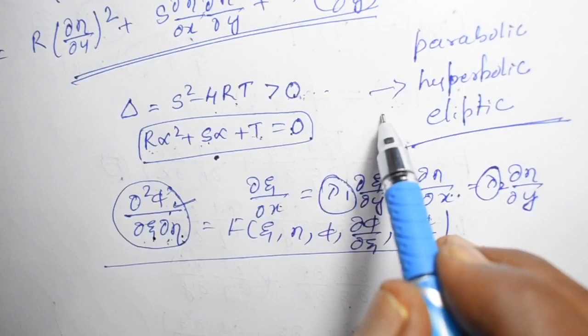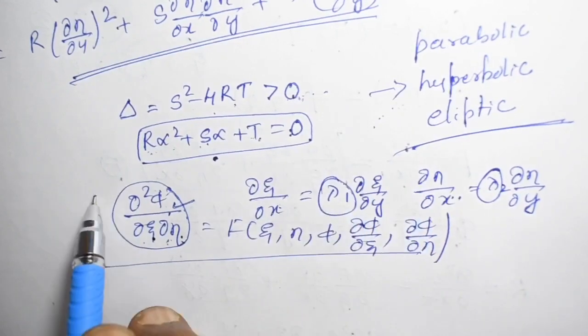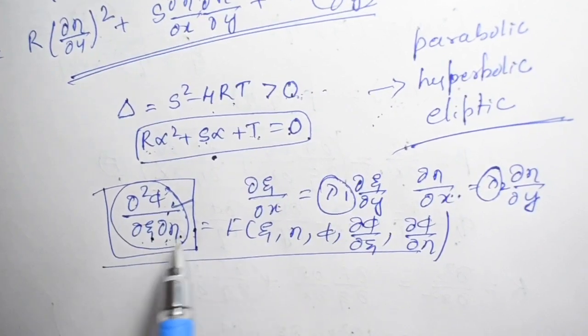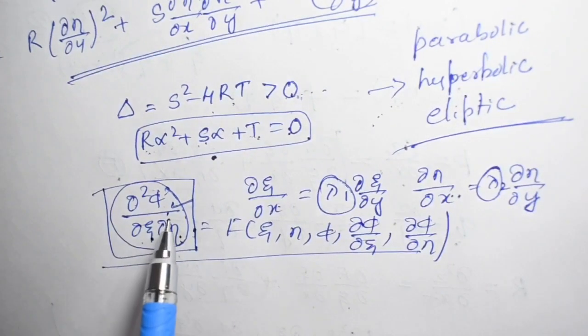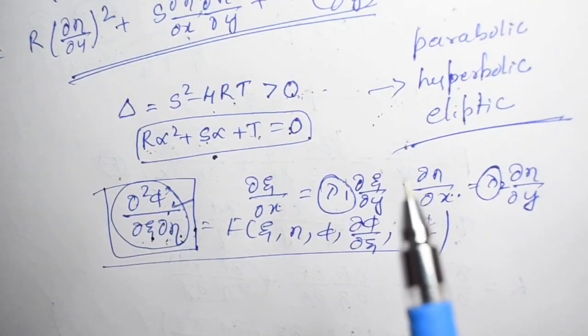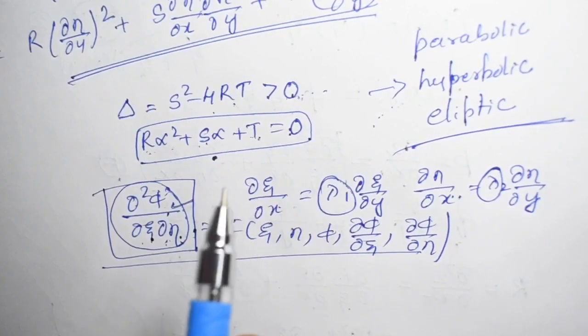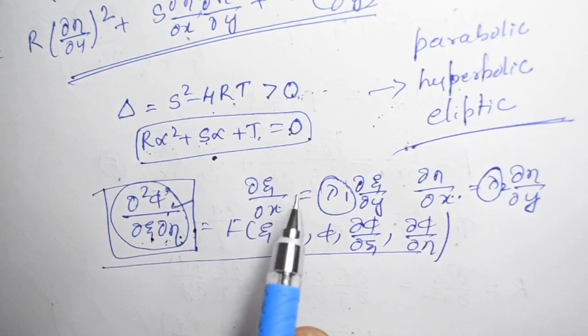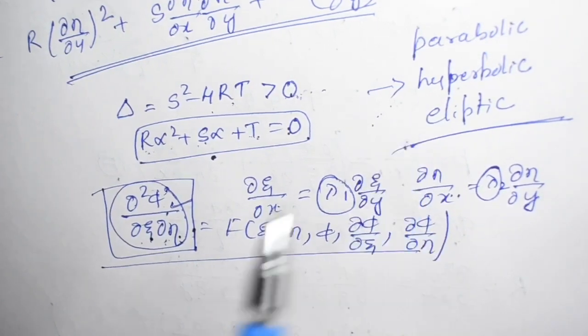If the equation is in the hyperbolic form, the second order derivative must be this only, and all other second order derivatives vanish. There may be other first order derivatives, but all the second order derivatives except this one vanish. This is about the hyperbolic case.